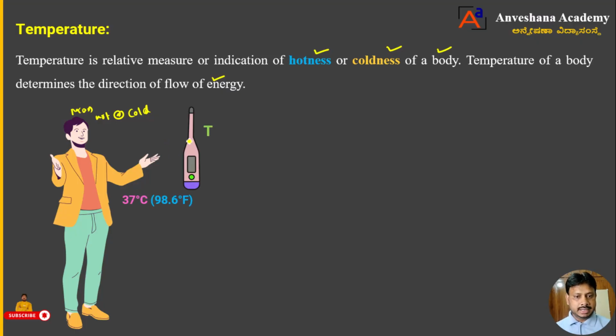Dear students, I will take a thermometer and put it on the man. Then that thermometer is going to give some readings. That reading is nothing but a temperature. Based on that, we can identify whether he is hot or cold with the help of temperature. Temperature is a measure or indication of hotness or coldness of a body. So with the help of temperature, I can determine the direction of flow of heat energy.